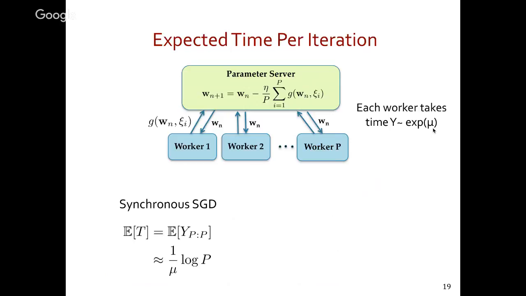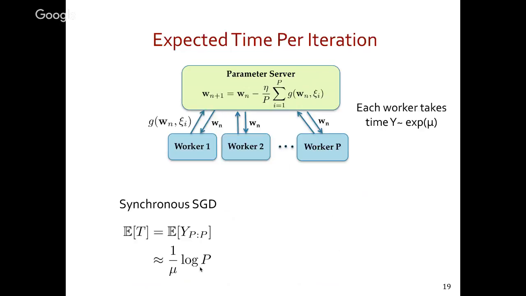Now, for synchronous SGD, the time taken to complete each iteration is determined by the slowest worker, right? So that's why it's the expected value of the maximum of p exponential random variables, which scales roughly as a log p. And that implies that as the number of workers increase, our runtime per iteration is going to increase logarithmically.